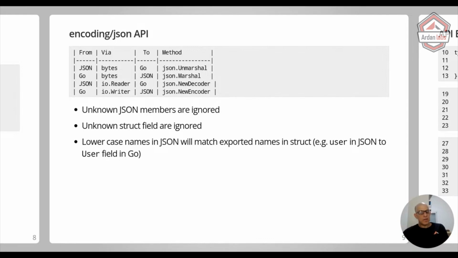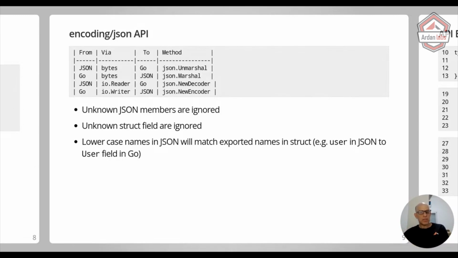If you have a reader, for example, an HTTP request body or maybe an open file, and you want to read JSON from it, now you're going to use the decoder, and to create one, you're going to use json.NewDecoder. And if you want to write JSON, let's say to an HTTP response or maybe to a file, again, you're going to use the new encoder this time.